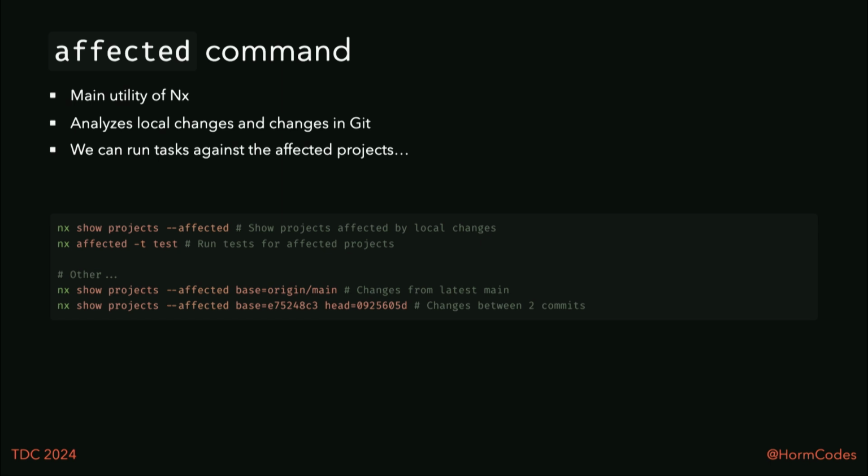And in the end, this is the main utility of NX, and there are much more things, but basically, you can analyze changes that have been done locally, but also between specific commits and specific branches. But what is more important is that we can run specific things against this output. And this will become very handy when we want to run things like tests, build, and others. So in this example, you can see that we first ask NX to get us the affected projects, and then we run tests against this output. Or we can actually do just the second command, and it will work out of the box.